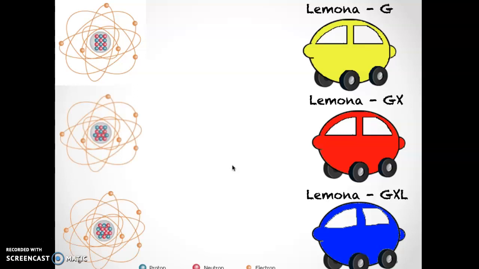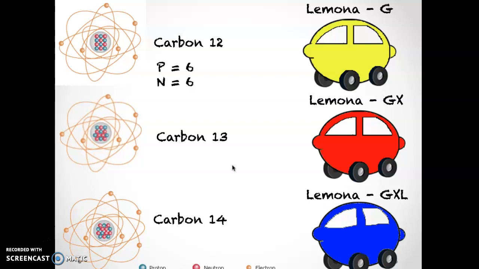So we're going to talk about 3 different isotopes of carbon. There's carbon-12. All carbon in the universe has 6 protons, and then the 12 is the mass number for that particular isotope. So carbon-12 will have 6 protons and 6 neutrons. Carbon-13 will have 6 protons and 7 neutrons. And finally, the third isotope of carbon, carbon-14, has 6 protons and 8 neutrons.